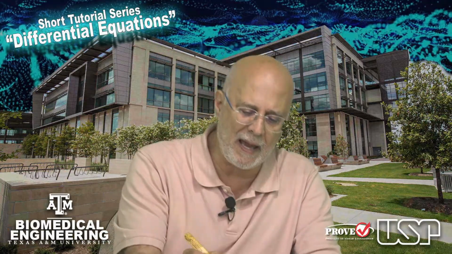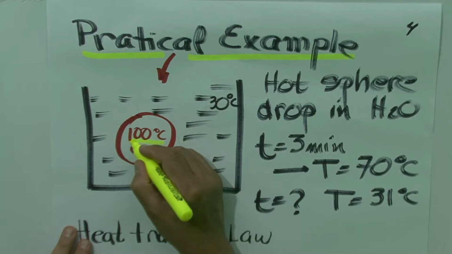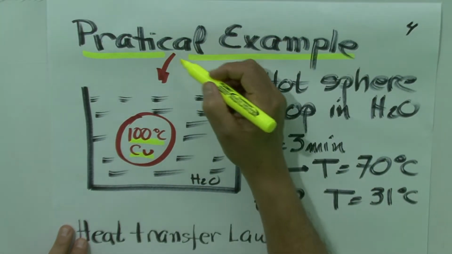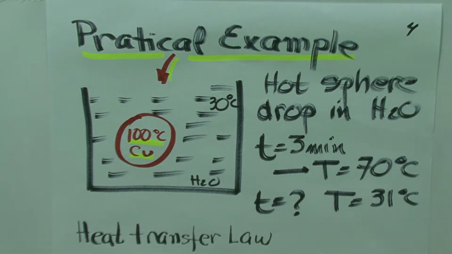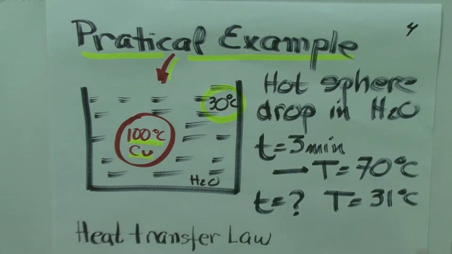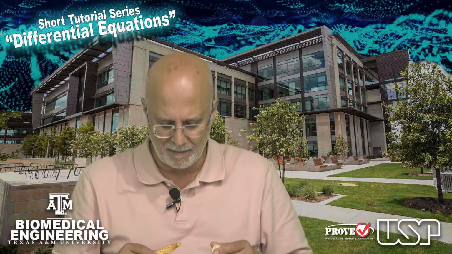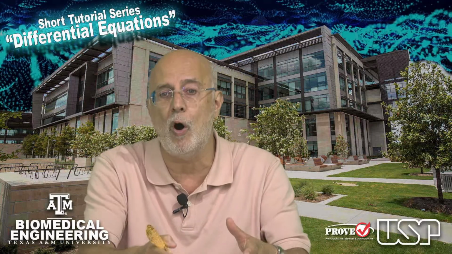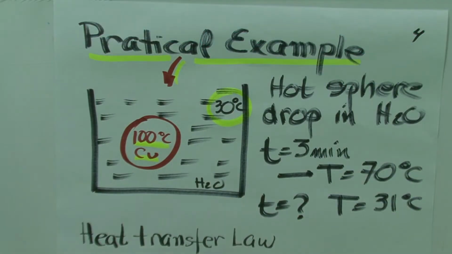So I have this sphere heated to 100 degrees C, and then I throw it inside a bath or a tank which has water at 30 degrees. The tank is very big, so I'm going to heat up almost nothing in the tank. I consider the volume of water much bigger than the volume of my sphere, so the temperature of the water will be 30 degrees forever.